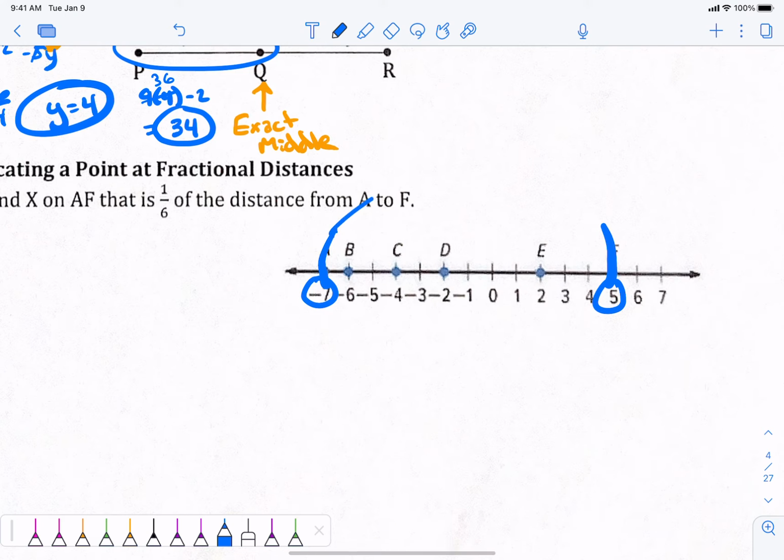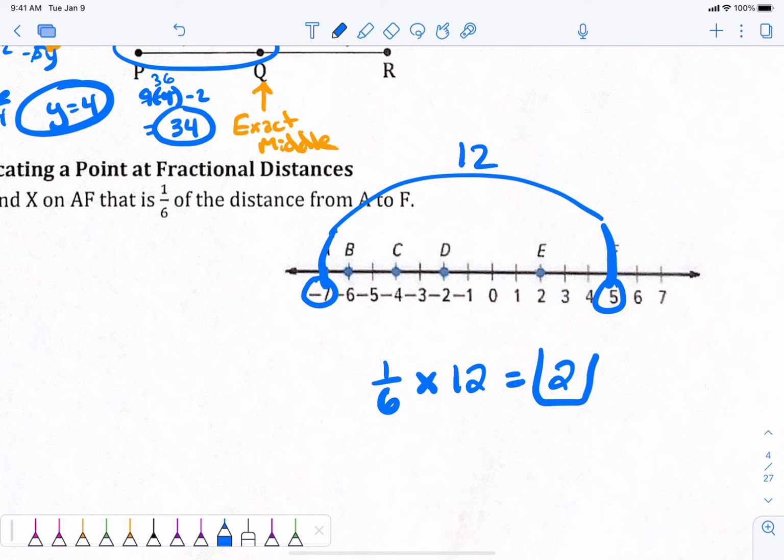Okay, how far is it from A to F? -7 to 5. 12. It is 12, right? Okay. What is a sixth of that distance? 1/6 of, the word of means times. What's 1/6 times 12? Angel says 2.